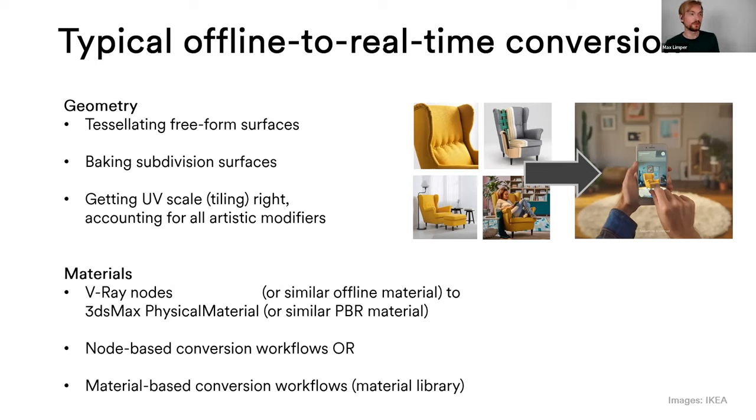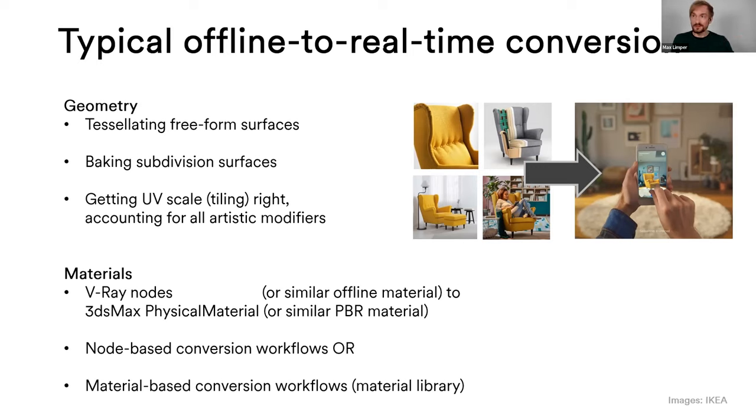The more challenging part is usually getting the UVs right. So the UV scaling, for example, because if you look at a typical setup with tiling materials in V-Ray or so, then you will have multiple parts in the pipeline where you can adjust the UV scale. And basically you have to get this baked into things like texture transforms or just the scaled UV coordinates to display it correctly then with exactly the same tiling size in the real-time version.